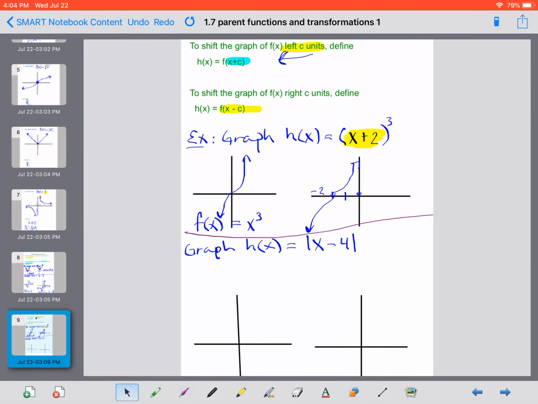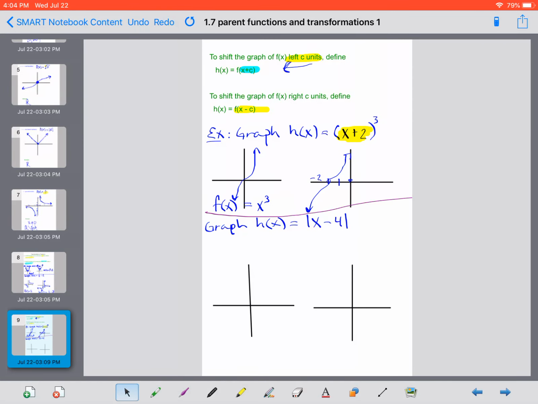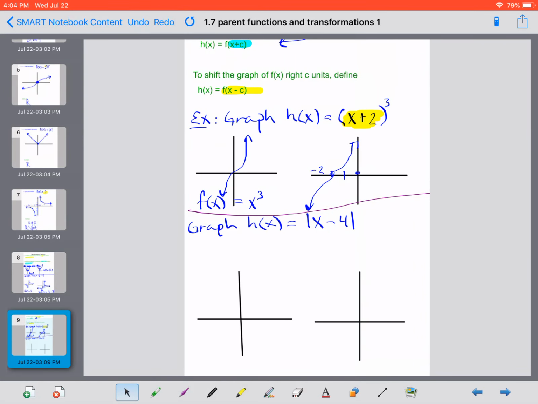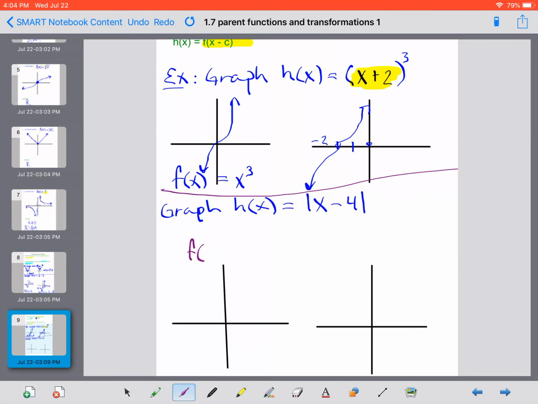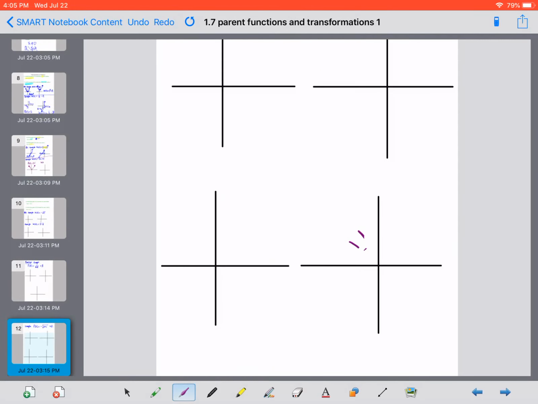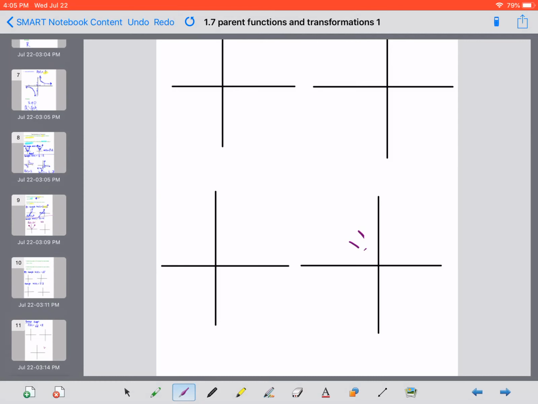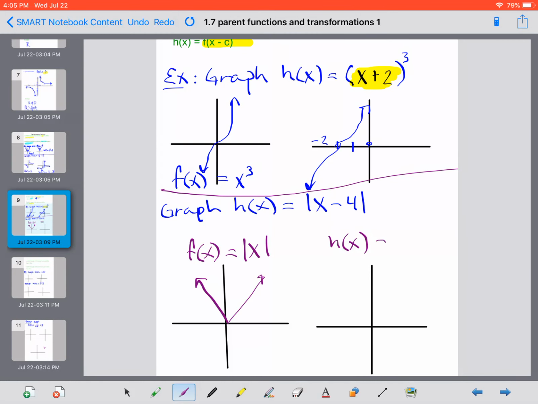All right, so now what we want to do is graph the function h of x, which is the absolute value of x minus 4. So our parent function here is going to be the absolute value function, which we know is just a V-shaped graph like this. But the graph that we're trying to produce, let's come back for a sec, is the absolute value of x minus 4. So we can see that we took x and we replaced it with x minus 4.